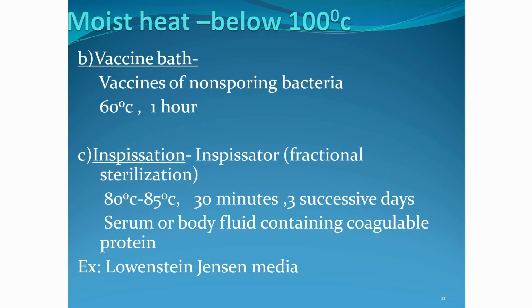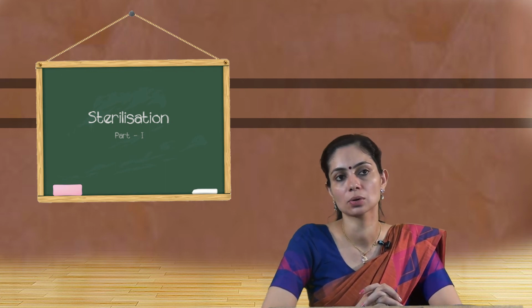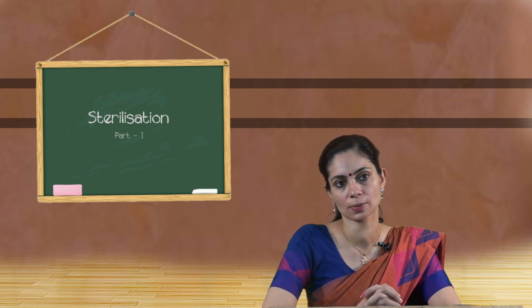The second method below 100 degrees Celsius under the moist heat method is the vaccine bath. Vaccines of non-sporing bacteria can be sterilized by keeping them at 60 degrees Celsius for 1 hour. It will kill all the organisms which may lead to infection. And the last method below 100 degrees Celsius is inspissation.